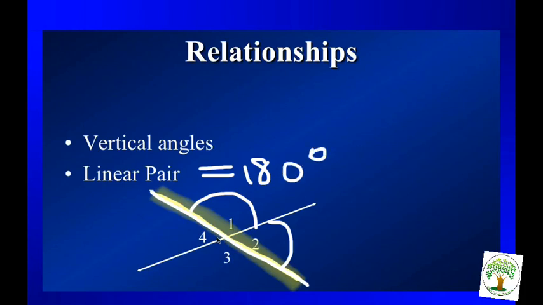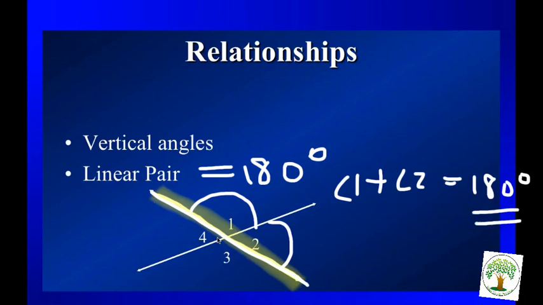So angle 1 plus angle 2 equals 180 degrees. Very good. You could have done that with all those linear pairs that you wrote down. Linear pairs are always equal to 180. We're going to use another vocabulary word for that 180 in a moment.